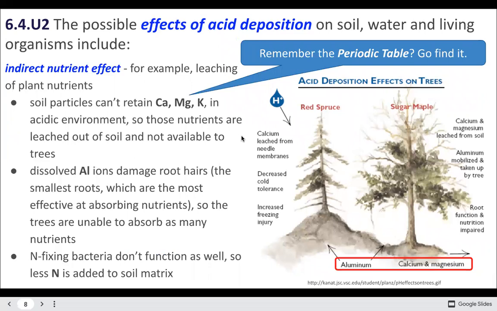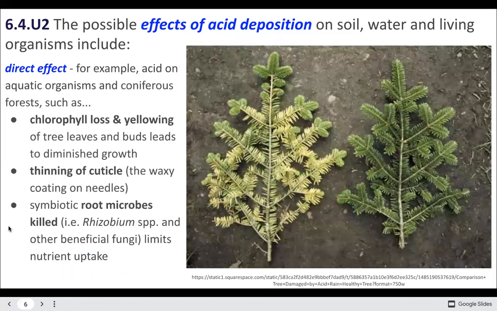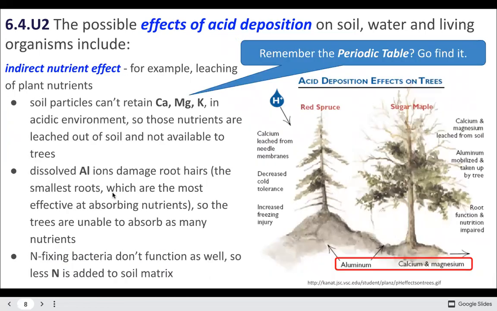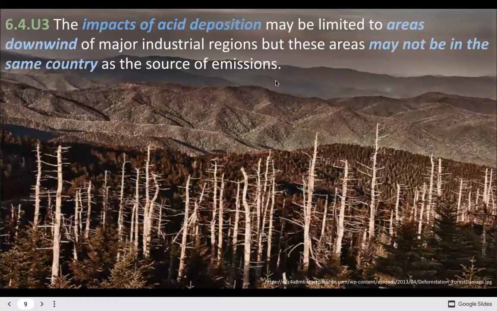And then some other effects, you can have impacts on soluble metals in the soil. And then remember the periodic table, go find it. And then there's nitrogen fixing bacteria, like we saw over here. Those root microbes are nitrogen fixing organisms, and they aren't going to function as well. So removing that nitrogen really can degrade ecosystems pretty dramatically. You actually can see lots of trees that just straight up lose their leaves or lose their needles because of, oh, here you go, because of acid deposition.